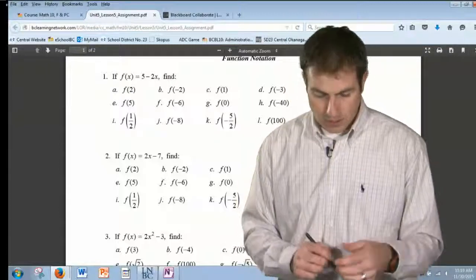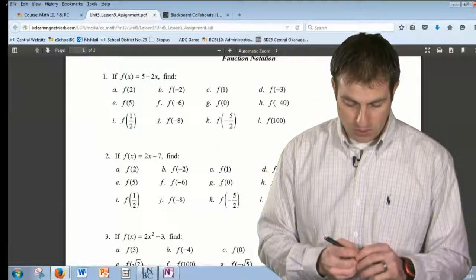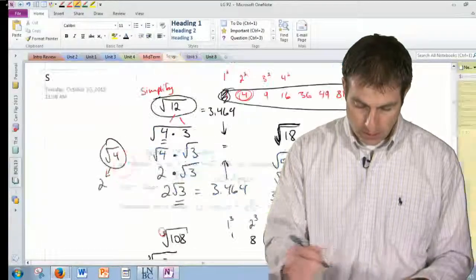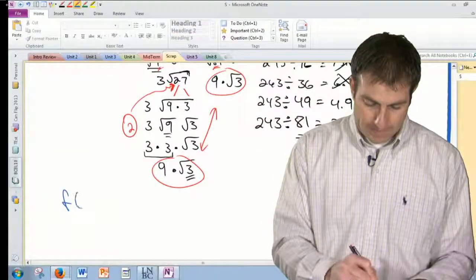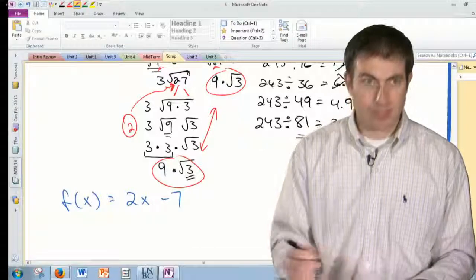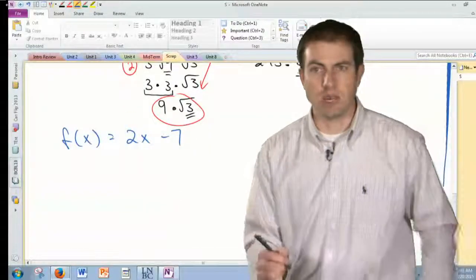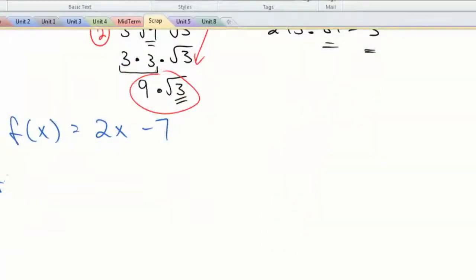So this example here, 2x minus 7. So f of x is 2x minus 7. Let's maybe look at a few questions like that. So this is function notation. F of x is 2x minus 7. Now I don't remember what the questions look like on that page, but I have a feeling there's something like find f of 3. Maybe we can start with that.